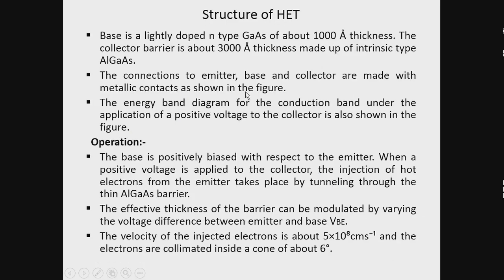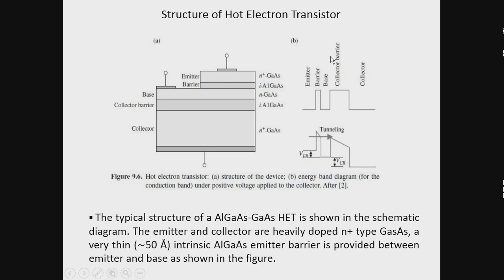The connections to the emitter, base and collector are made with metallic contacts as shown here. This is the base metallic contact, this is the emitter metallic contact, and this is the collector metallic contact.